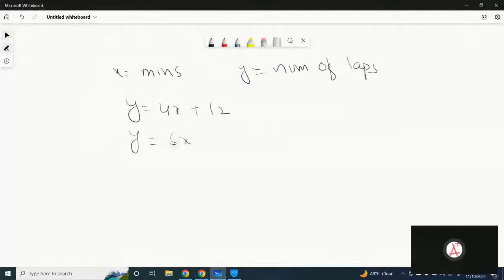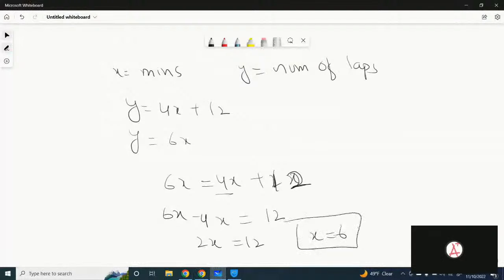Just put the value of y in either of the equations. It would be 6x equals 4x plus 20. Got it? Just collect the like terms. Move that 4x to the left-hand side, so it would be 6x minus 4x equals 20. 6 minus 4 is 2, so it would be 2x equals 20. Now divide both sides by 2, so x equals 10. Got it? That means after 10 minutes both of them have the equal number of laps. Got it?